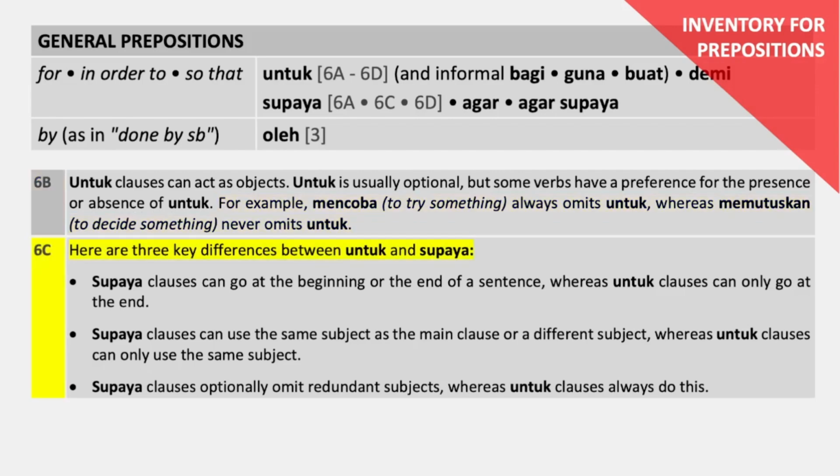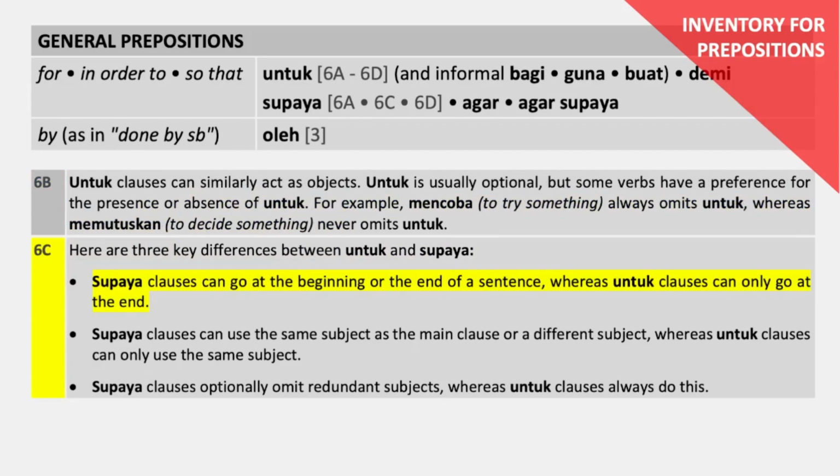Here are the three key differences between untuk and supaya. Supaya clauses can go at the beginning or the end of a sentence, whereas untuk clauses can only go at the end. Supaya clauses can use the same subject as the main clause or a different subject, whereas untuk clauses can only use the same subject. Supaya clauses optionally omit redundant subjects, whereas untuk clauses always do this.